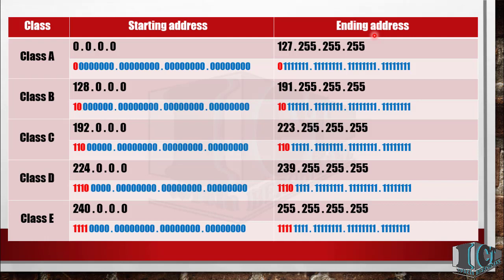So this is basically how the IP ranges of classful addressing would look. Any address coming between 0.0.0.0 and 127.255.255.255 would be a class A address. Any address between 128 and 191 would belong to class B. According to the ranges, we can find out which class an IP address belongs to.